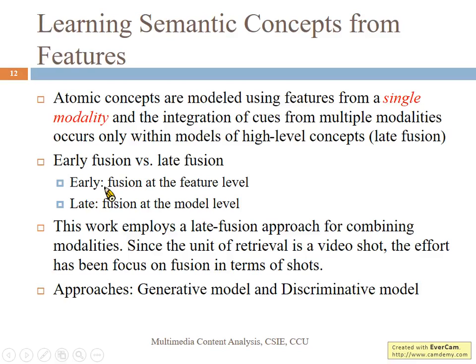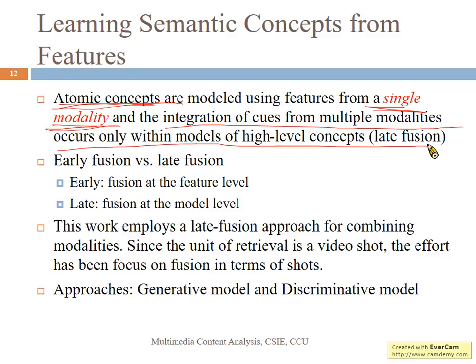Then the learning part: how can they learn semantic concepts from features? Atomic concepts are modeled using features from a single modality. So atomic concepts come from just audio, or just video, or just speech. The integration of cues from multiple modalities occurs only within models of high-level concepts. And how can they integrate multiple atomic concepts into a complex concept?